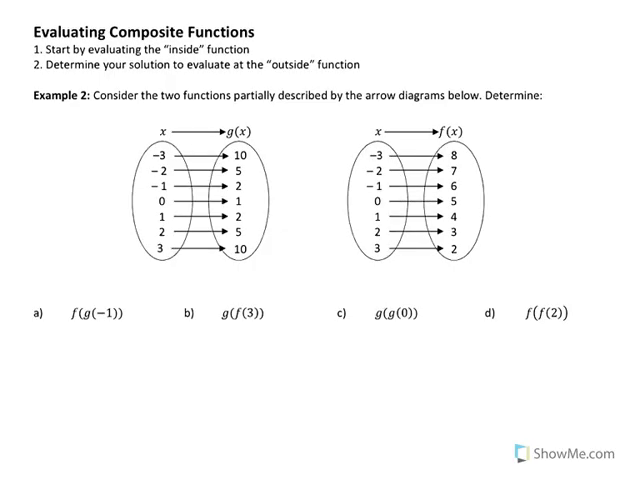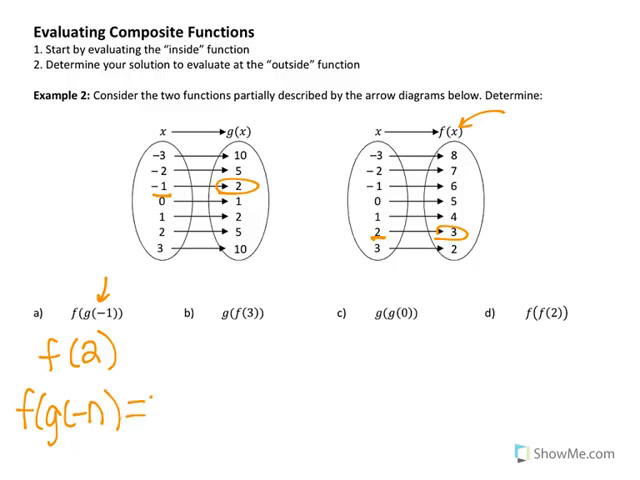So we have two functions. One's f of x and one's g of x. Same thing, kind of same idea with the box. So you want to evaluate at the inside first. So we're going to do g of negative 1. So I'm going to go over here to g of negative 1. It comes out as a 2. So now I'm going to evaluate f at 2. So I'm going to come over here to f of x, and I'm going to go over to 2, and it comes out as a 3. So f of g of negative 1 is 3.